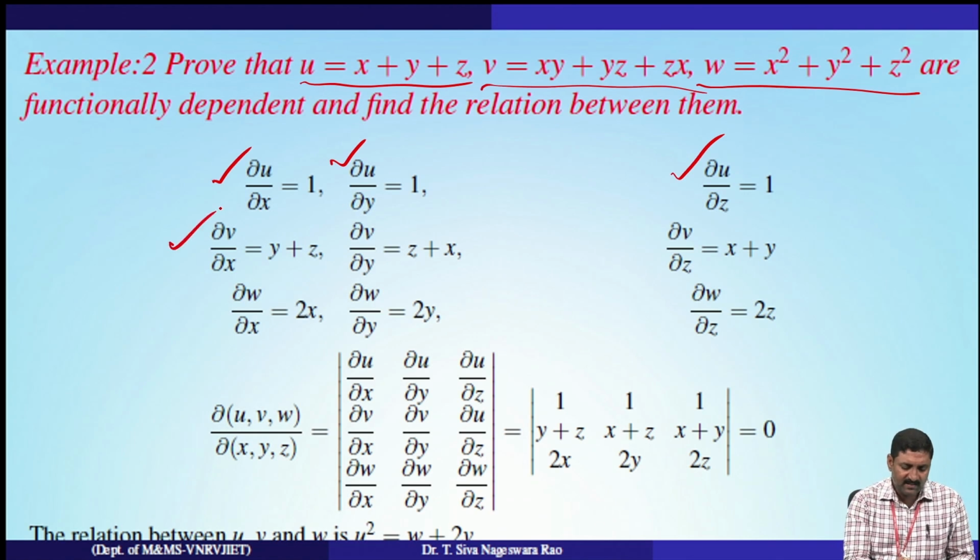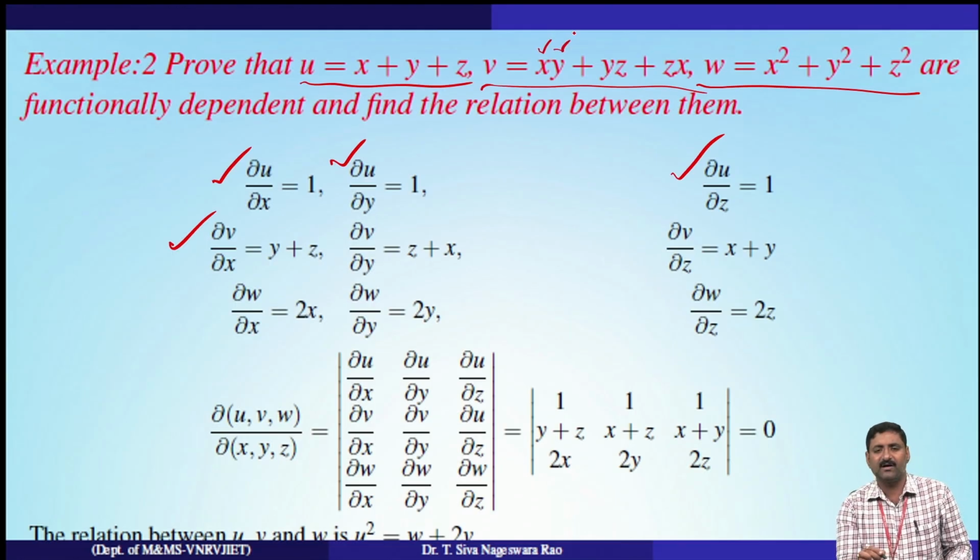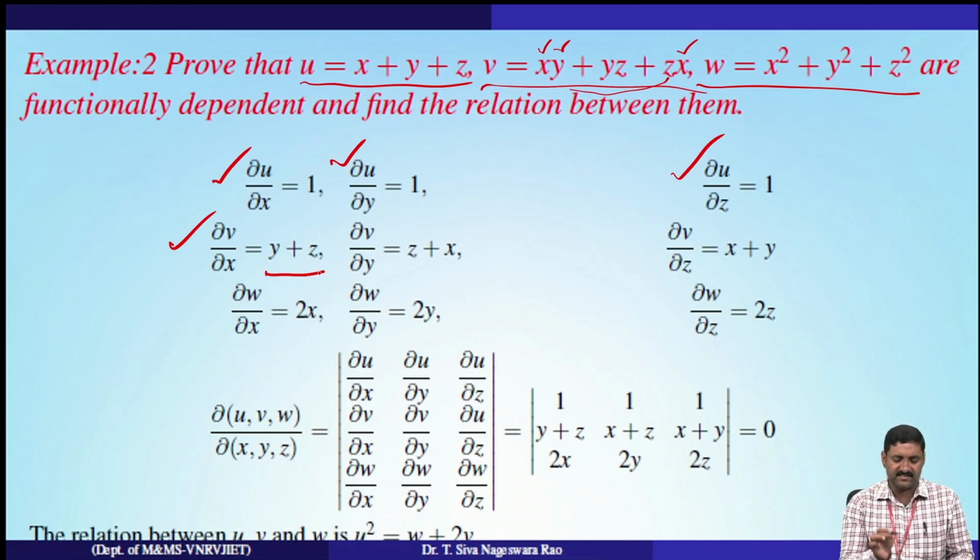Now coming to v, the partial derivative of v with respect to x. Here, v is equal to xy plus yz plus zx. Partial derivative with respect to x means you need to treat the remaining two variables y and z as constants. So the derivative of x is 1, y is constant, take it out common from the expression. Here the derivative of x is 1, z is constant. So you will have two terms, y plus z. So the partial derivative of v with respect to x is y plus z.